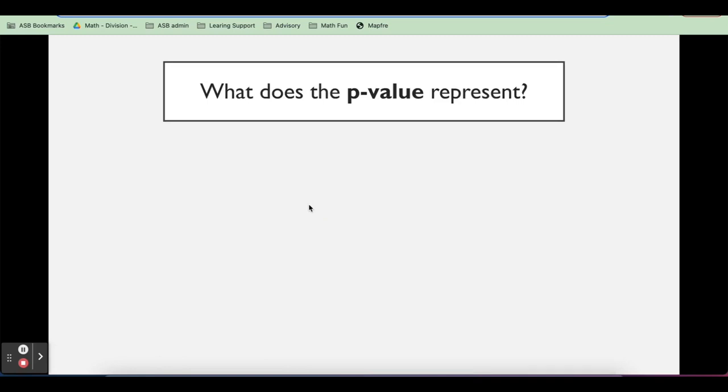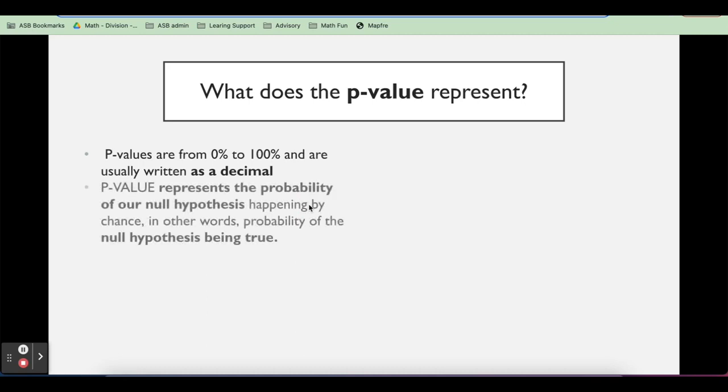Okay, at the beginning of this video, I said that we are going to be calculating a p-value. So the calculator will be giving us this p-value. Now, what does this p-value actually represent for us? It's going to be a probability given to us as a decimal. And this p-value represents the probability of our null hypothesis happening by chance. So in other words, it's the probability of the null hypothesis being true. So we're going to get a certain decimal value, and that's going to be the probability of a null hypothesis being true.